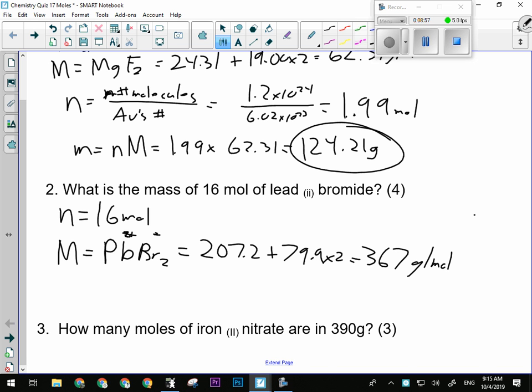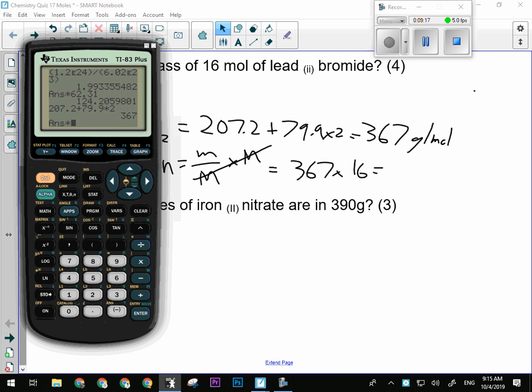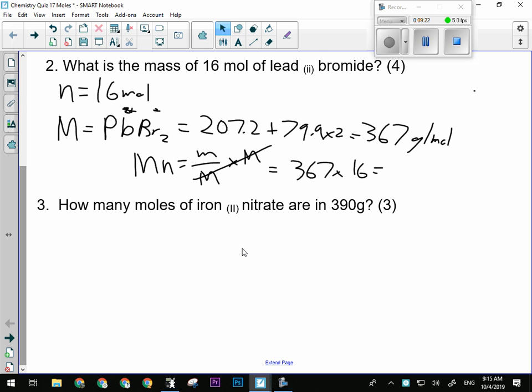Everybody okay with that so far? If I want to find the mass, all I have to do is manipulate the mole equation. So n equals little m over big M, multiply both sides by M, and plug in my numbers. 367 times 16. We obviously have quite a bit of this stuff. We're looking at 5,872 grams. Everybody okay with that one?